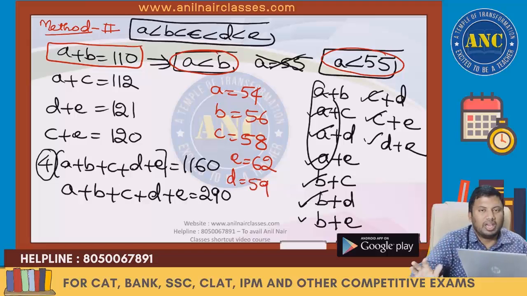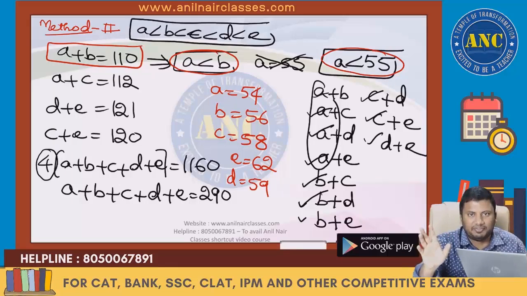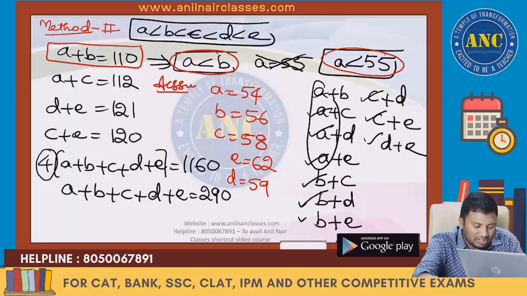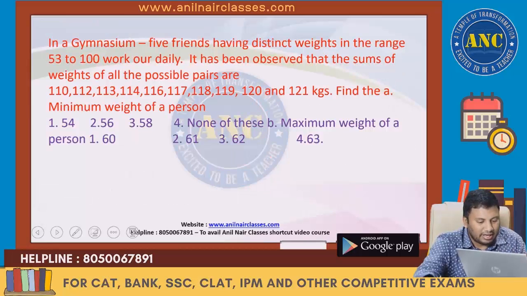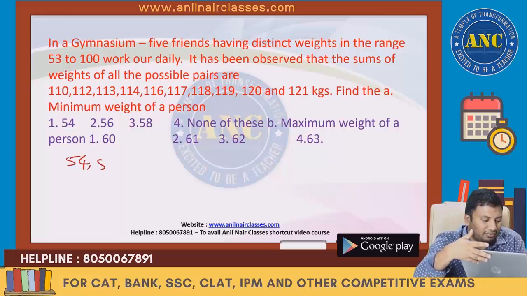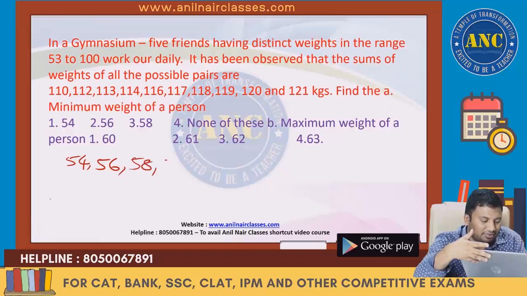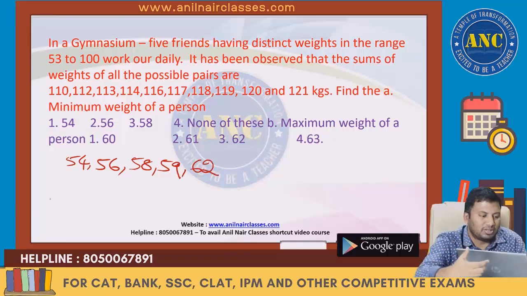Am I right? So A plus B equivalent to 110. If A is less than B, both are equal at 55. Because A is less than B, A has to be less than 55. If I assume A equivalent to 54, these are all the values which I got. A 54, B will be 56, C will be 58, E will be 62. Now check whether all the sums are getting it. If this case is wrong, then I will go to 58, 59, 62. All the possible sums I should get.